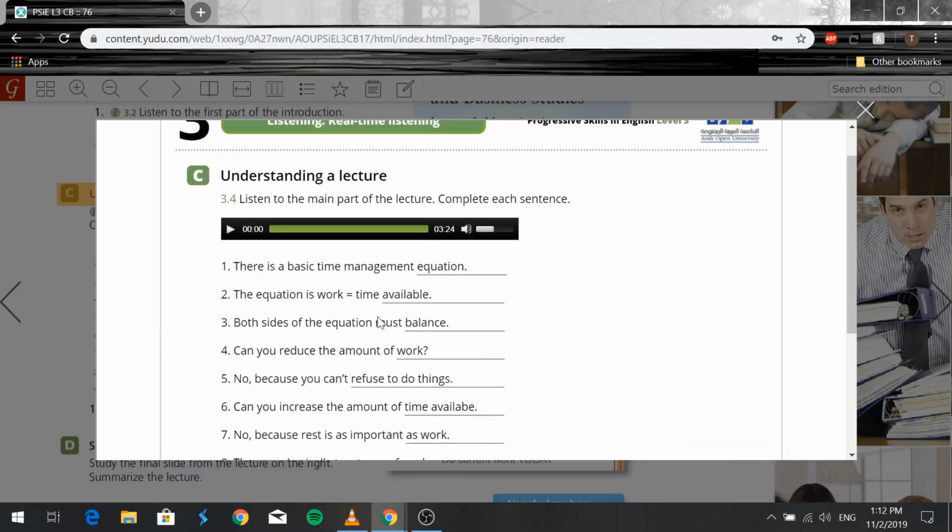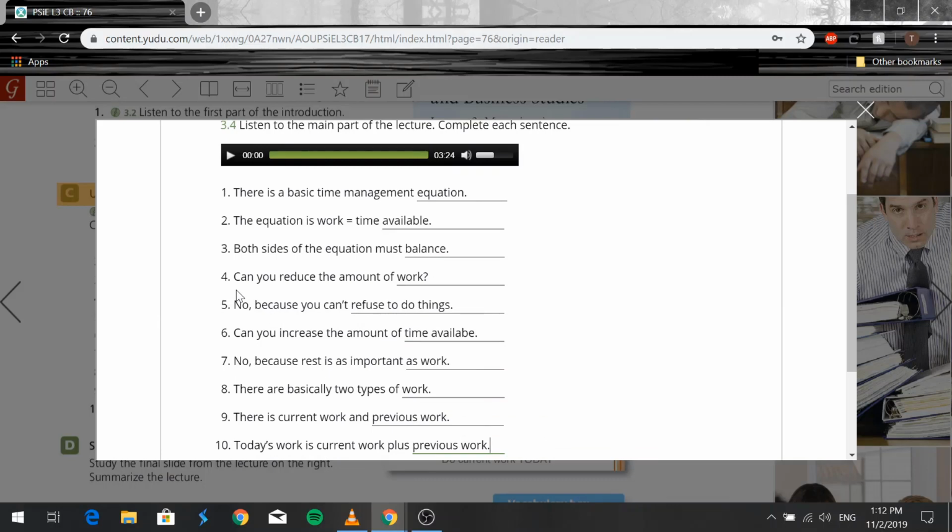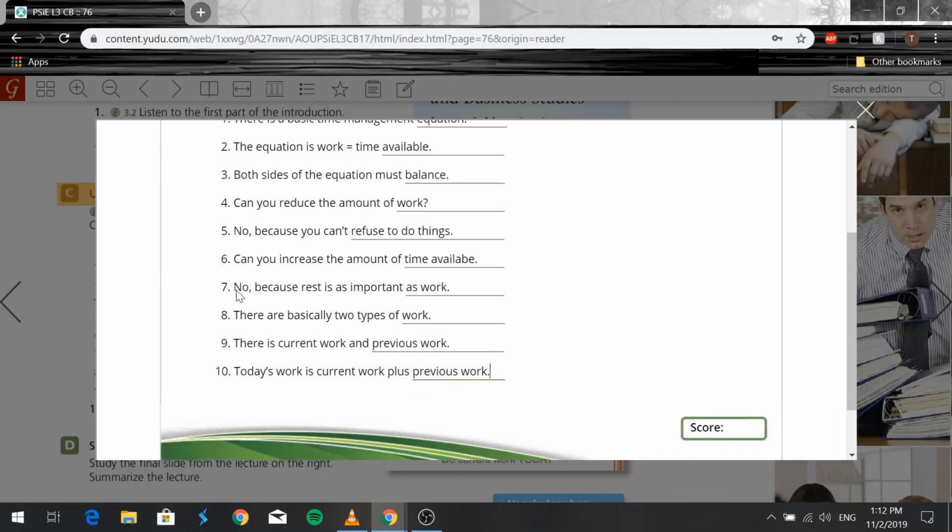Okay? So again, from 1 to 10, there's a basic time management equation. The equation is work equals time available. 3, both sides of the equation must balance. Can you reduce the amount of work? No, because you can't refuse to do things. Can you increase the amount of time available?